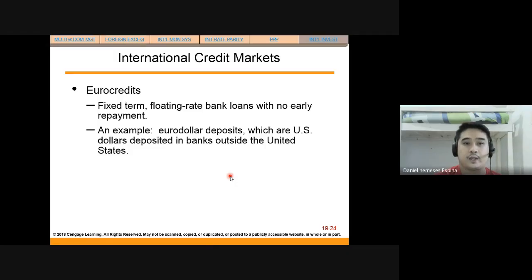Then let's talk about the international credit markets. So we have the euro credits. The euro credits have a fixed term. So it has floating rate bank loans with no early repayment. An example would be the euro dollar deposits, which are US dollars deposited in banks outside the United States.